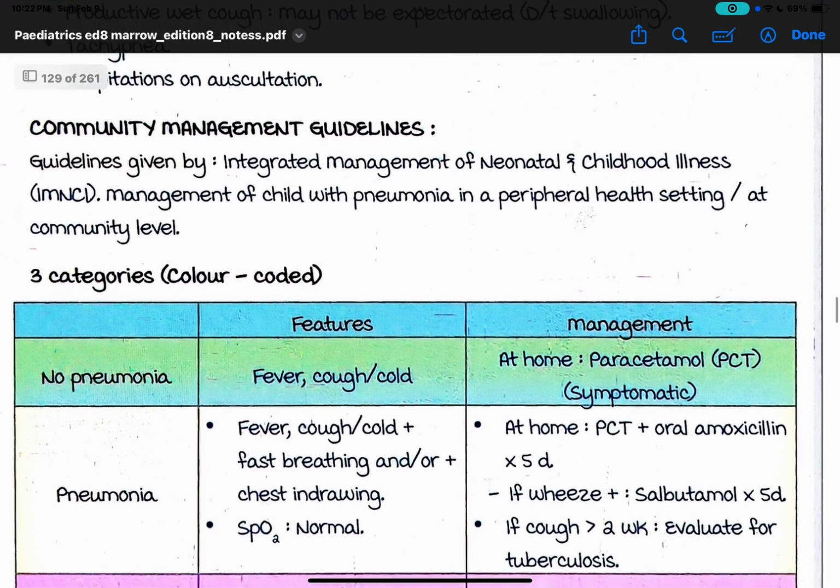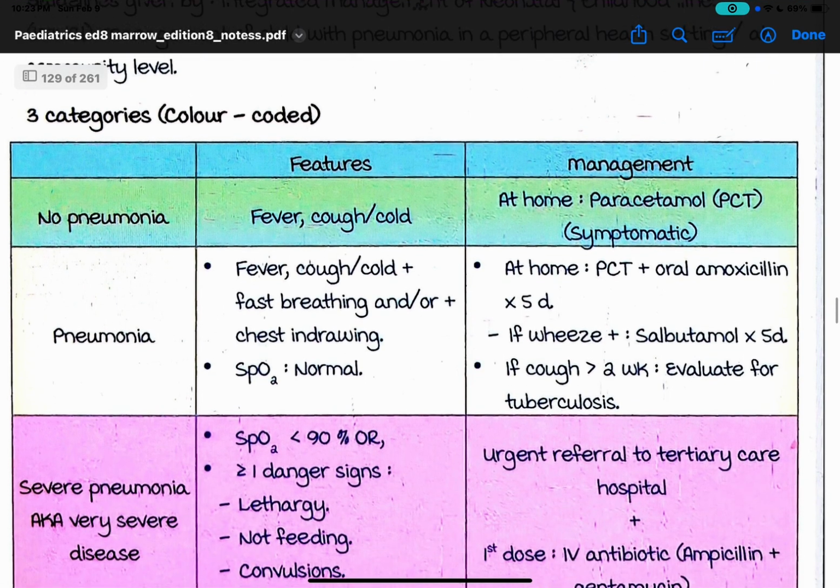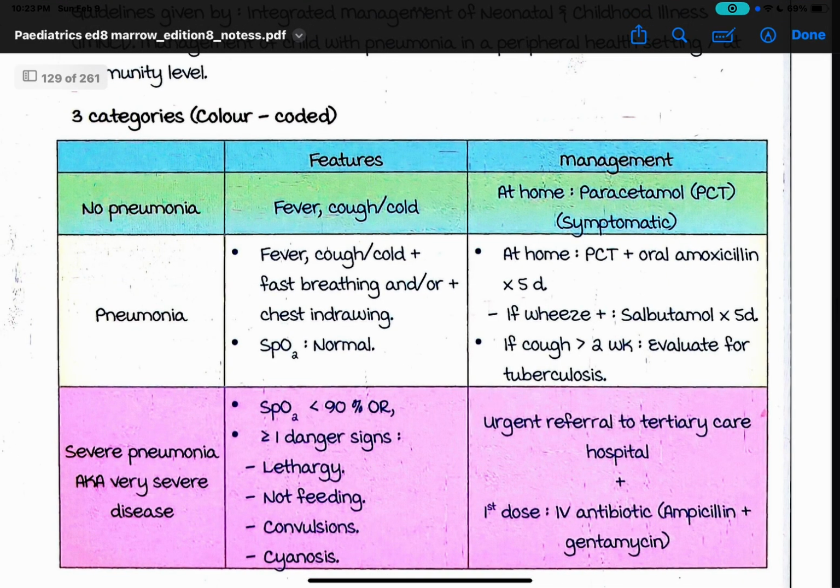Community management guidelines. These guidelines are given by the Integrated Management of Neonatal and Childhood Illness, for management of a child with pneumonia in a peripheral health setting at community level. Categories: features and management. No pneumonia, pneumonia, and severe pneumonia, also known as very severe disease. They are color coded: no pneumonia green, pneumonia white, very severe pneumonia pink.